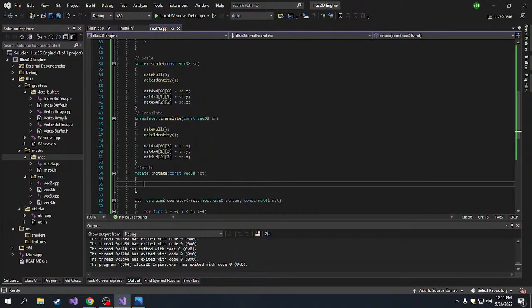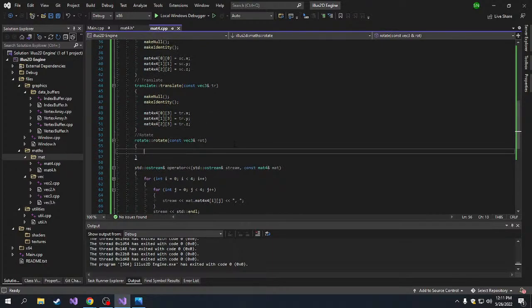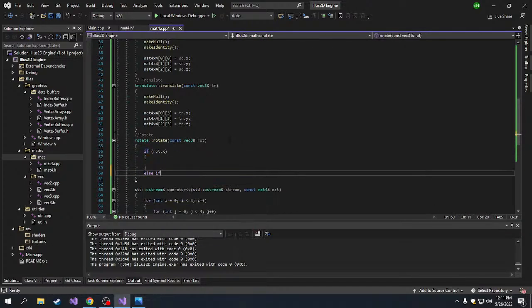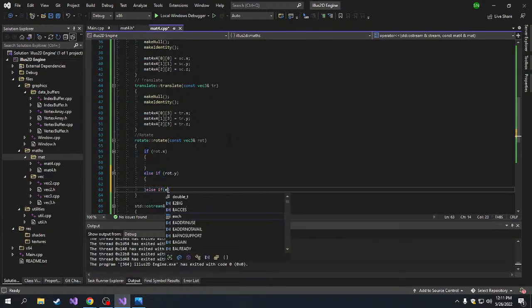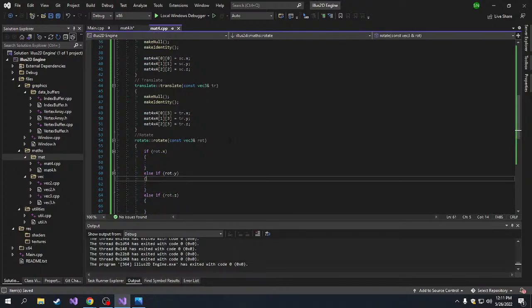So rotate. I'll just add basically that message. So first we'll have to check if it's rotation around the x-axis, the y-axis, or the z-axis. So we'll do if rot.x, so if it is around the x-axis, else if rot.y, else if rot.z. Okay, cool.